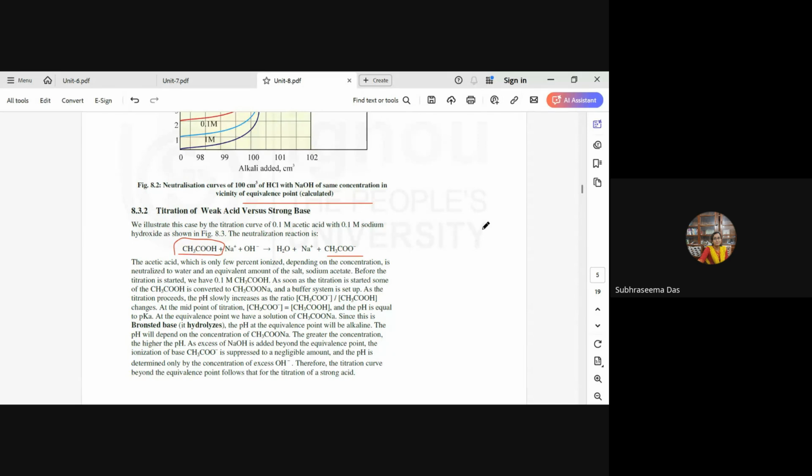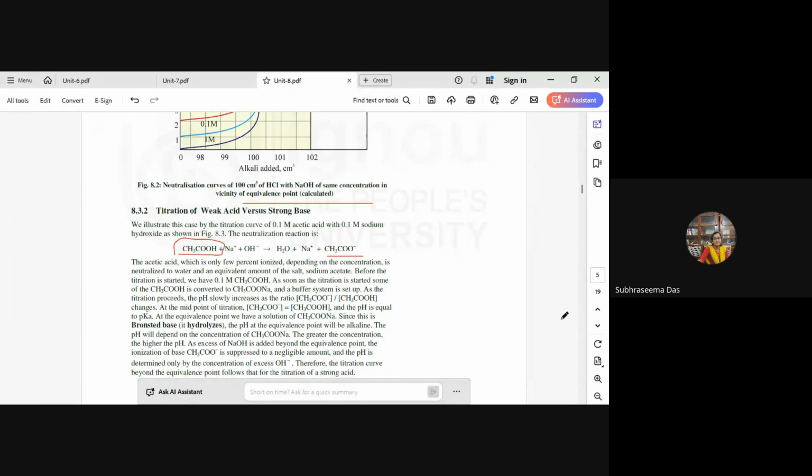Now when we start the titration of this solution, we have 0.1 molar acetic acid. So as the titration begins, some of the acetic acid is converted to sodium acetate and a buffer is set up. But as the titration proceeds, the pH increases slowly because the ratio of the acetate ion to the acetic acid changes. Whereas at the midpoint of the titration, the acetate ion and the acetic acid concentrations are equal and the pH is equal to pKa.